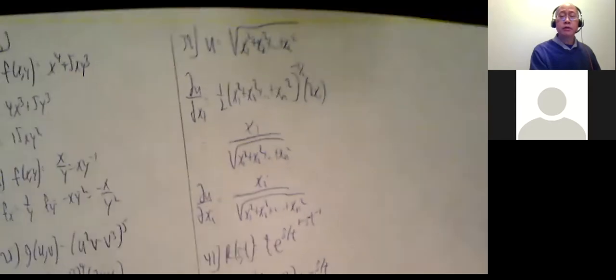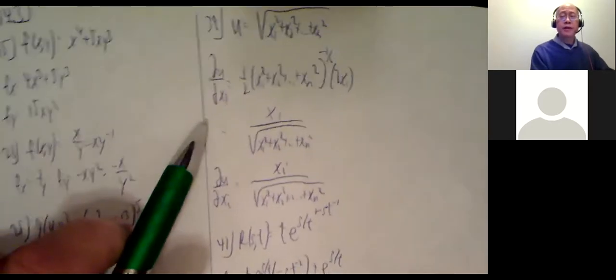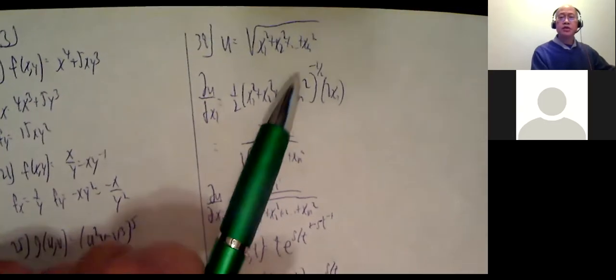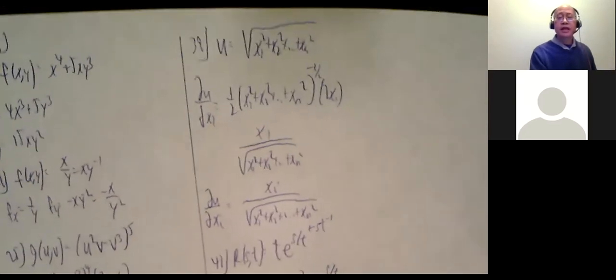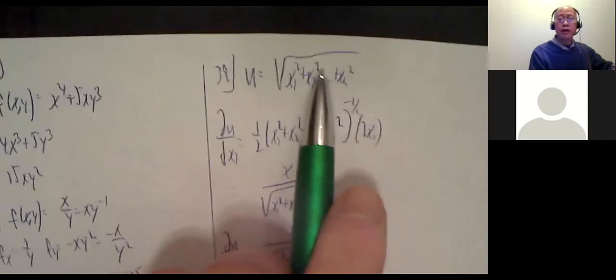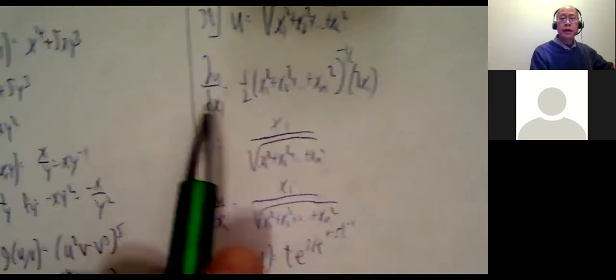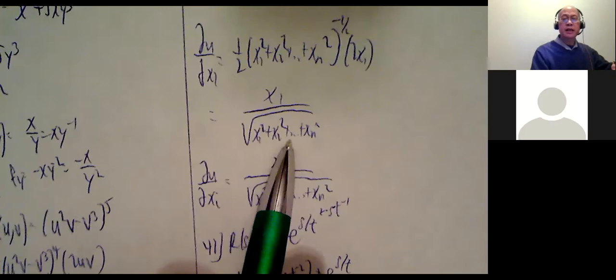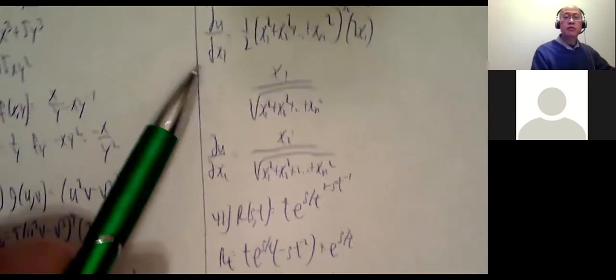Treat this as blah blah blah to the 1/2, right? Square root means 1/2. So the partial of u with respect to x1, the first variable, is 1/2 blah blah blah to the negative 1/2. And then by the chain rule, times the derivative of the inside with respect to x1. With respect to x1, all of these others are constant, forget about them. The derivative of x1 squared is 2 x1. The 2 cancels the half, so that leaves me x1 on top, and the square root of x1 squared plus x2 squared plus dot dot dot plus xn squared on the bottom. That's the partial of u with respect to x1.